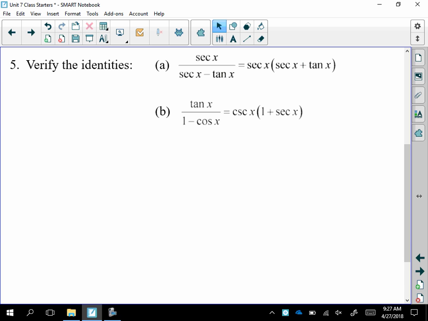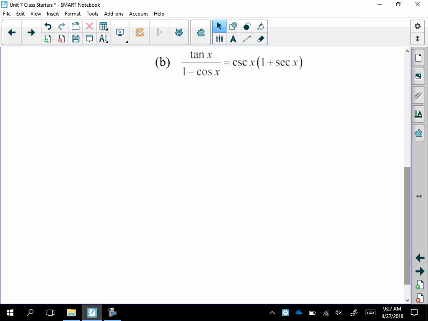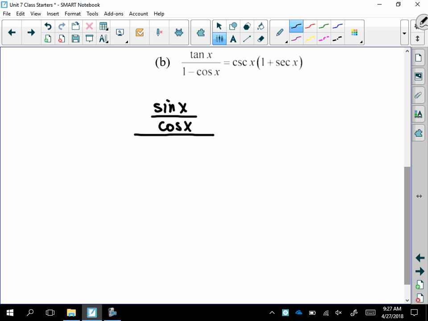All right, let's see. Whenever we're faced with one where we're really struggling, just change everything to sine and cosine, see what happens. Tangent, we would write as sine over cosine. Cosecant, if I go ahead and distribute it in, cosecant times 1 is cosecant, which is 1 over sine. And then cosecant times secant is 1 over sine times 1 over cosine, so that's 1 over sine cosine.